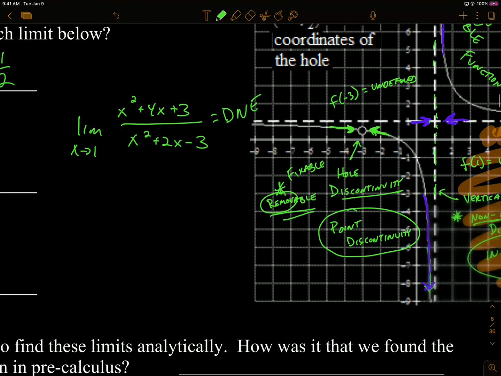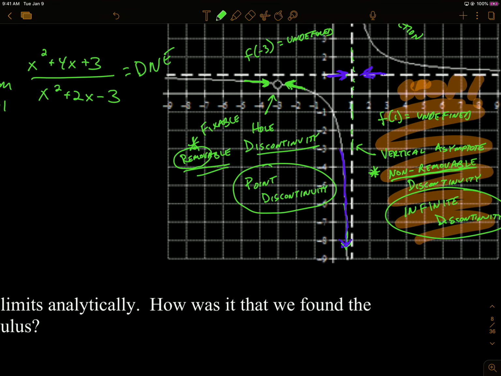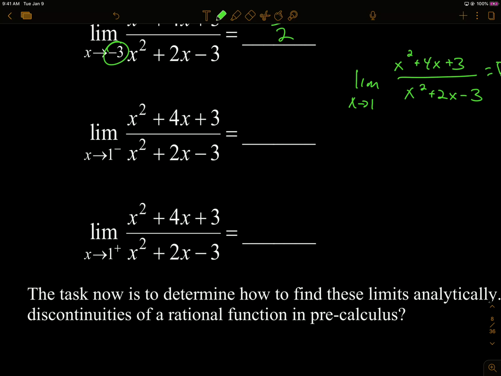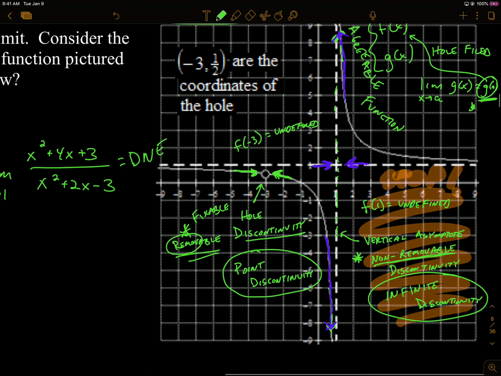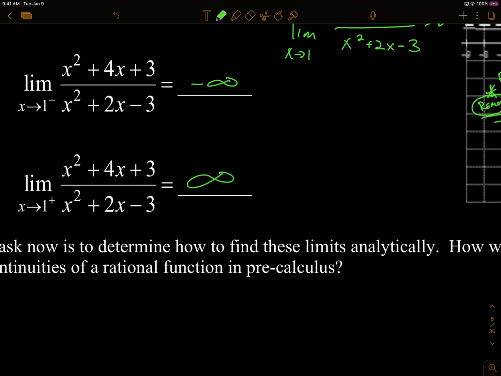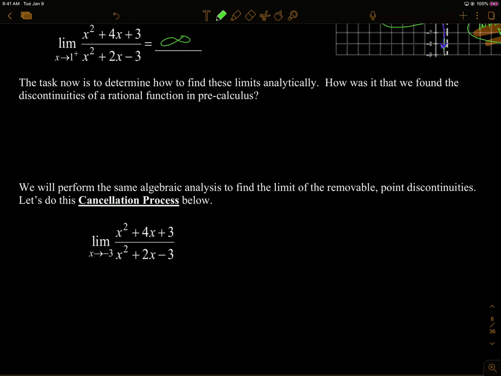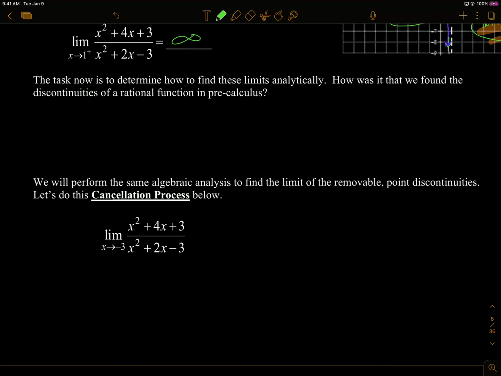So the limit as x approaches 1 from the left, we had negative infinity. It was going down, right? This purple thing, we said that was going down. And then from the right, it was going up to infinity, a height of positive infinity. So we can still find the one-sided limits even if there's a vertical asymptote. Okay? So now we're going to talk about how we do this without the graph. And that's really the key here.